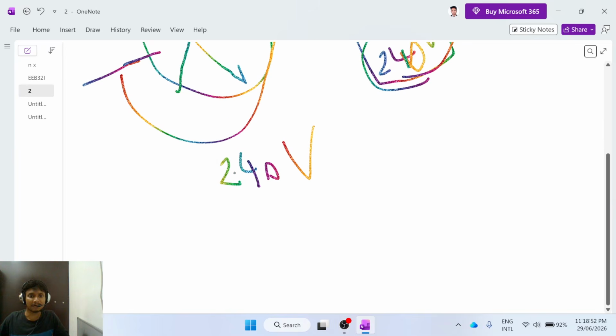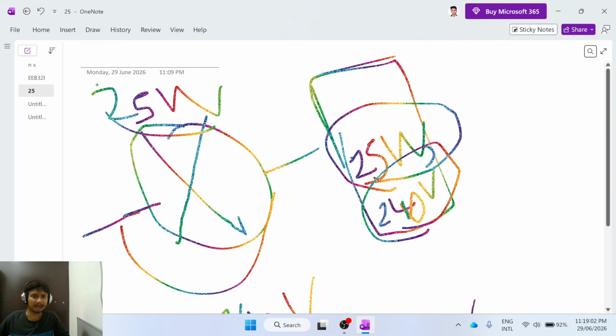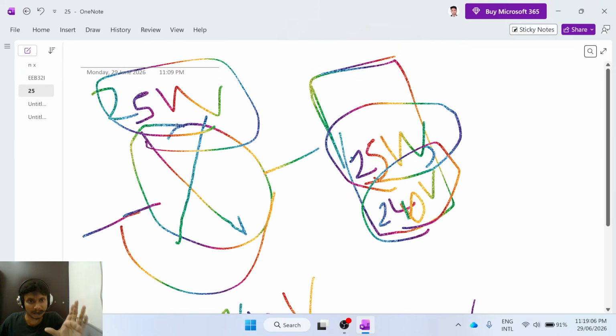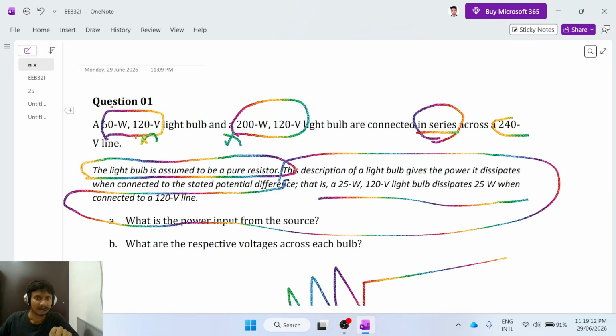If you give 230 volt or 100 volt, you will not get the 25 watt. If you want to get 25 watt output power, you must give 240 volt. That is the meaning. Now we have understood the meaning of the statement, so let's move to the next question.